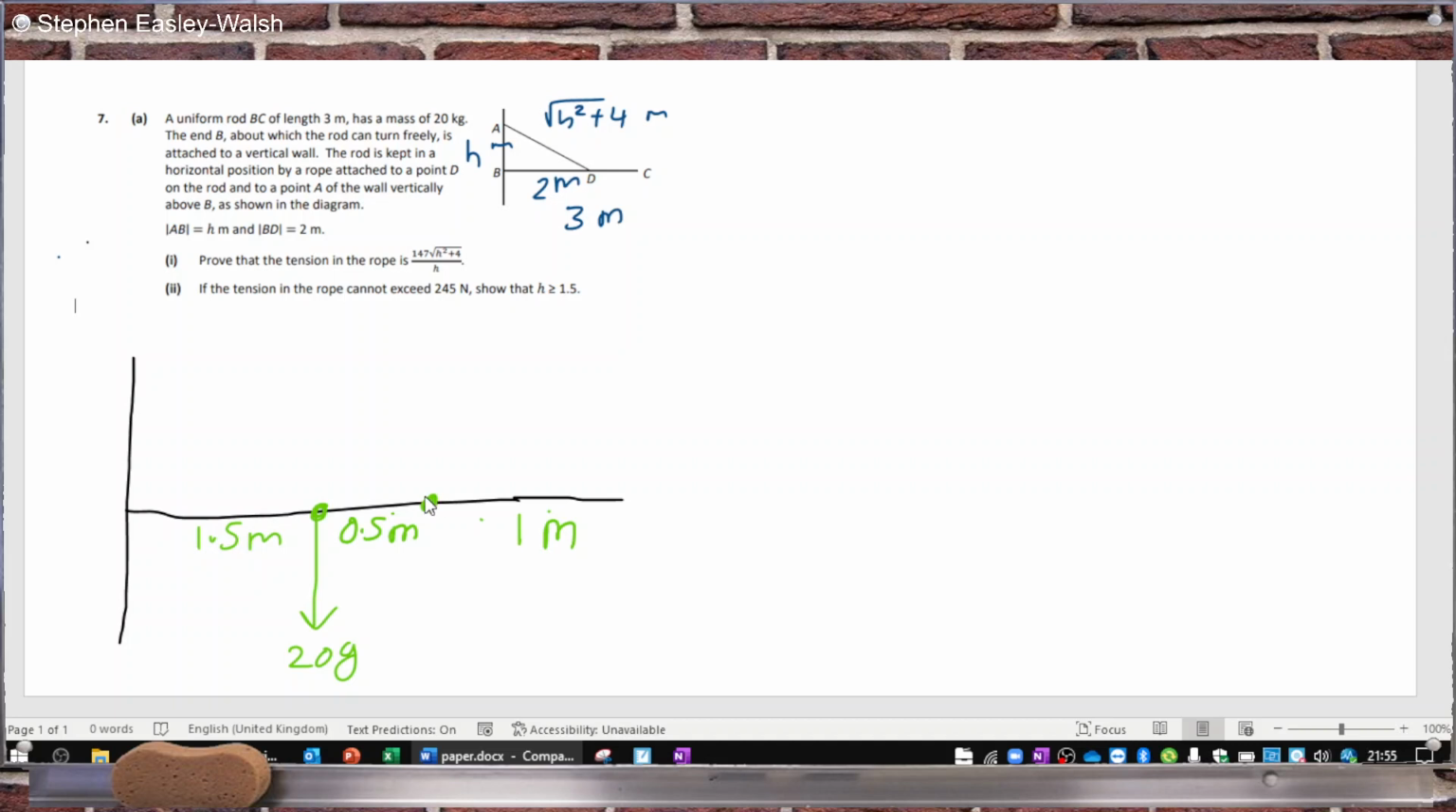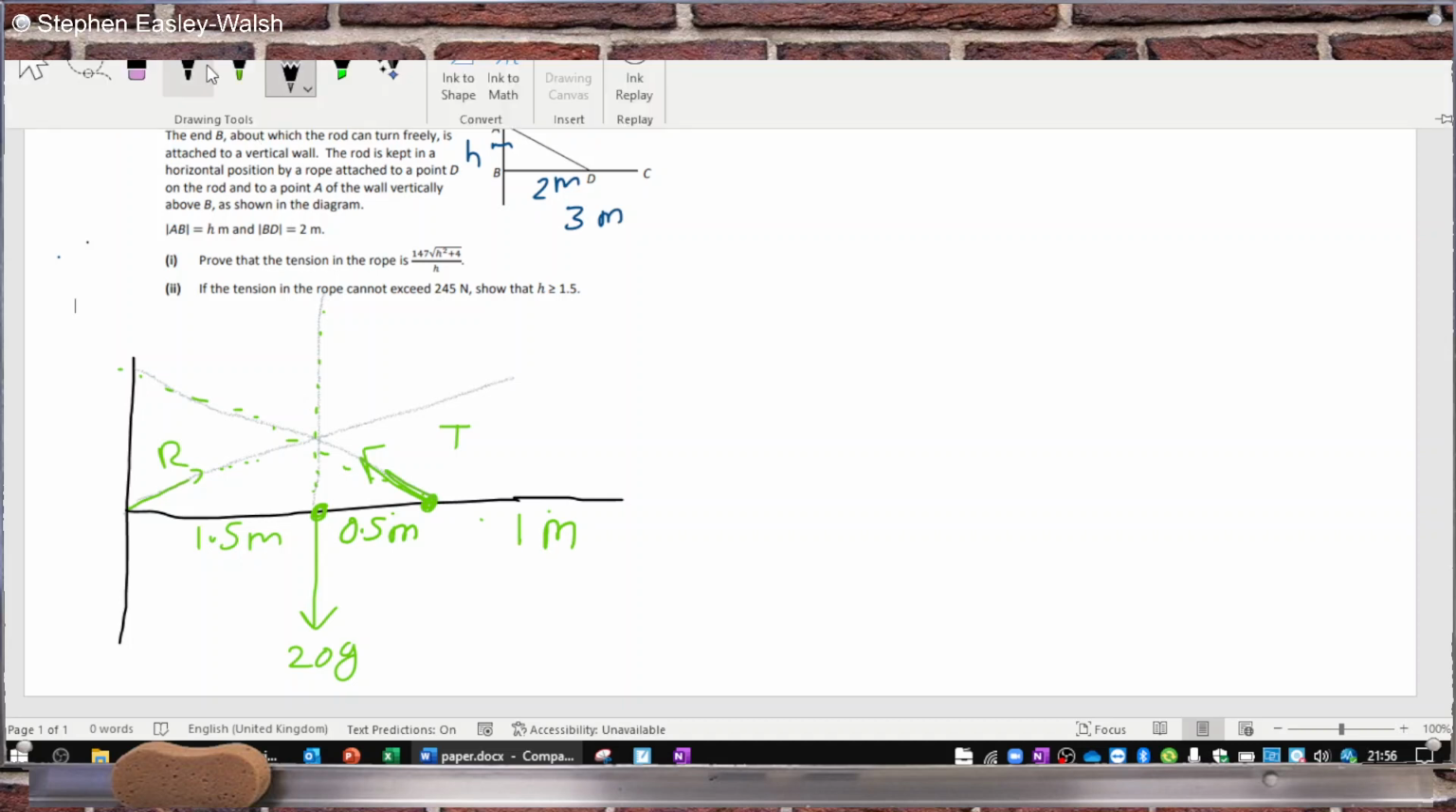So the rope is along this direction here. There's a tension here. And then there's a reaction at the hinge here. And in fact, due to Lami's 3-force theorem, I know that the reaction points exactly here, where these lines intersect. So that's the force picture here. Yeah, so I can start resolving now.